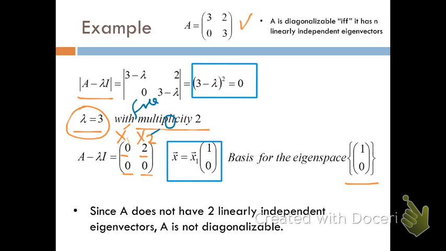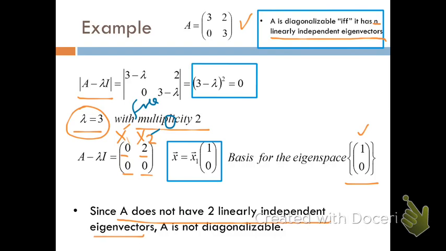Now, again, let's go back to our diagonalization theorem. It told us that A is diagonalizable if and only if it has n linearly independent eigenvectors. We notice we only have one eigenvector here. Since A does not have two linearly independent eigenvectors, and keep in mind this is a 2 by 2 matrix, so n is equal to 2, we can say that A is not diagonalizable.